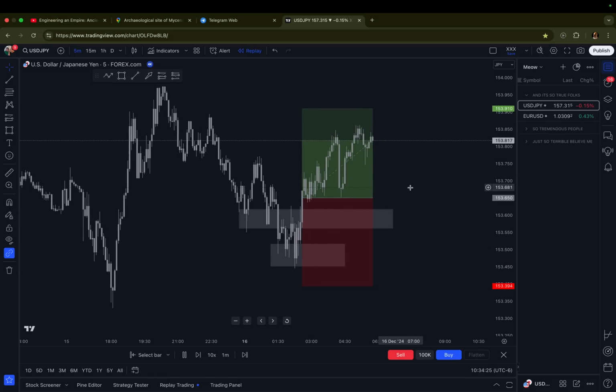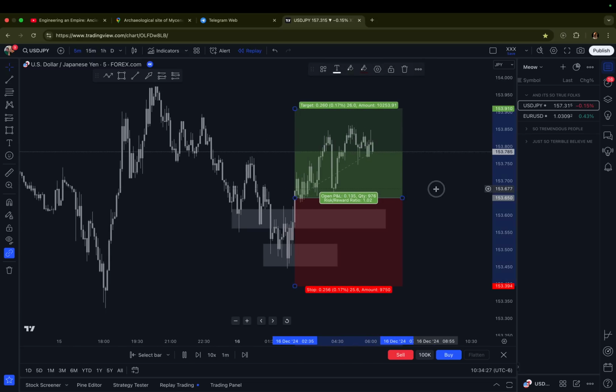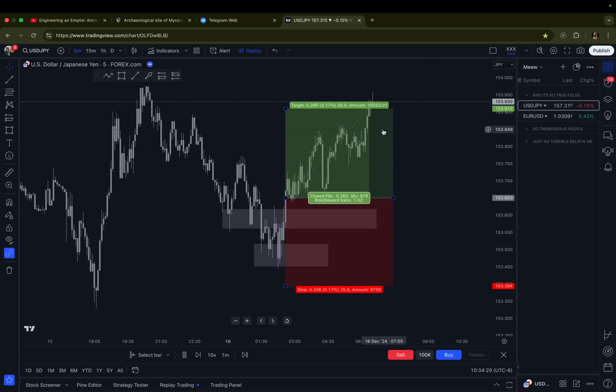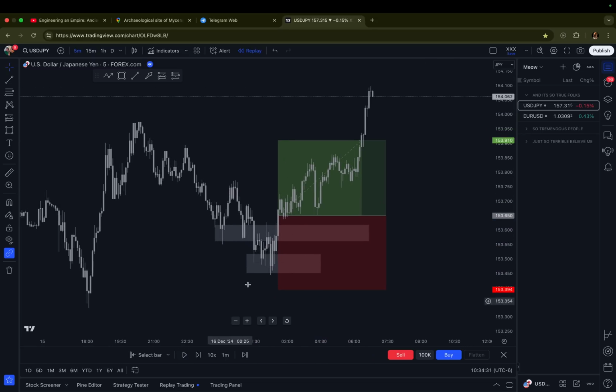So you just hold the trade. And then eventually, price ends up stalling up here, breaking the recent high, and it goes and hits the target. Now, this is just a trade that won, right?